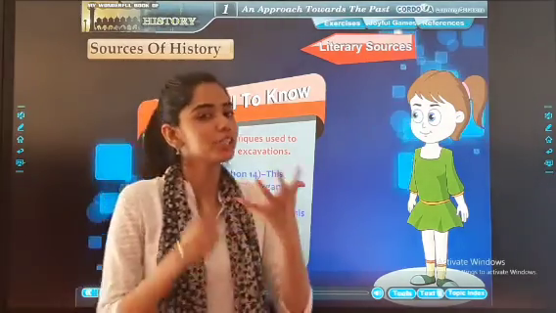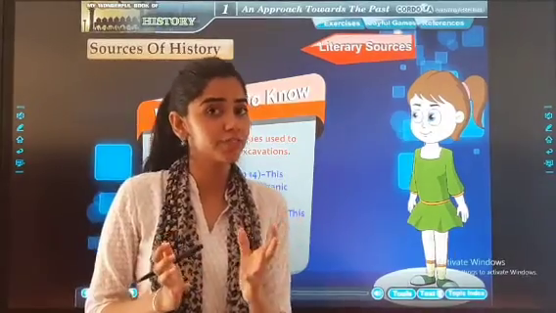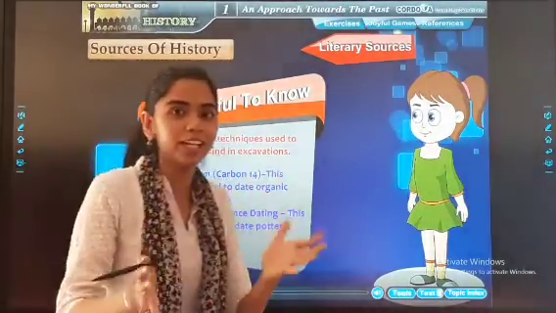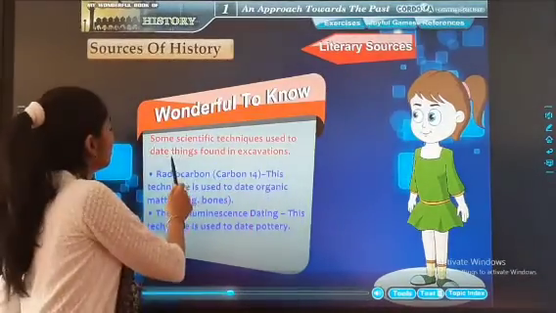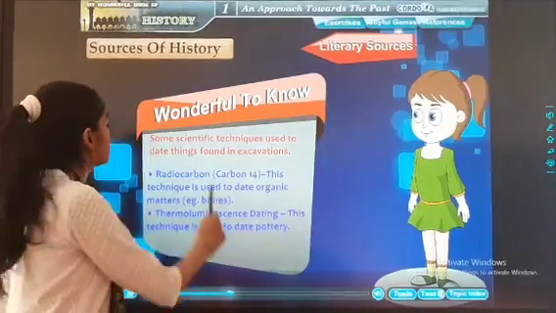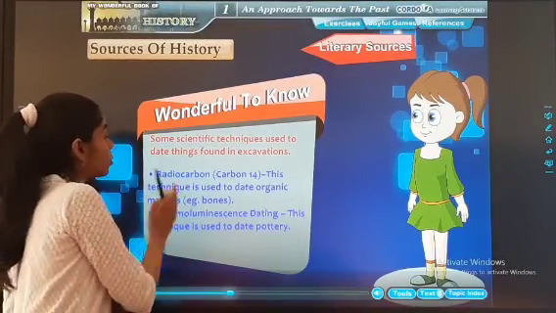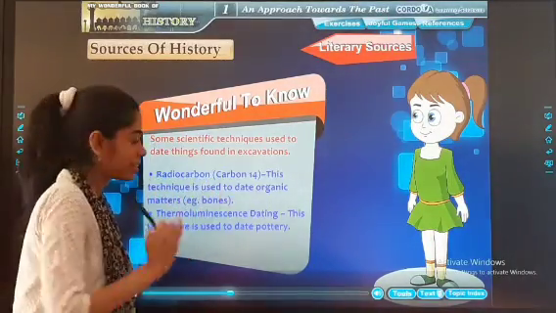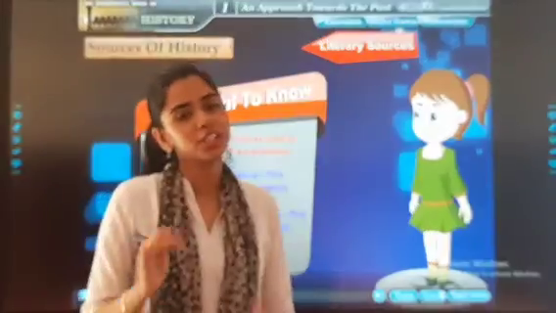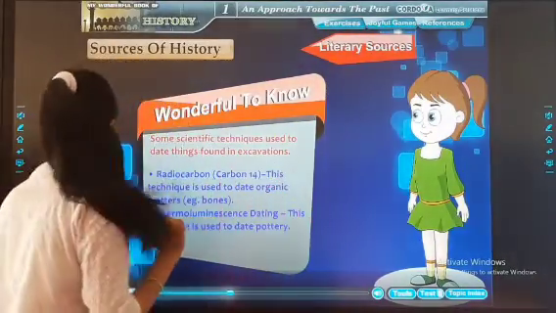Now children, wonderful to know are only facts. You should read it, but don't be scared, you don't have to remember these big names. What is it? Radiocarbon, that is carbon 14, is a technique used to date organic matter. And thermoluminescence dating is the technique used to date pottery. So it is only for your information. Now let's move on to the story, chapter.